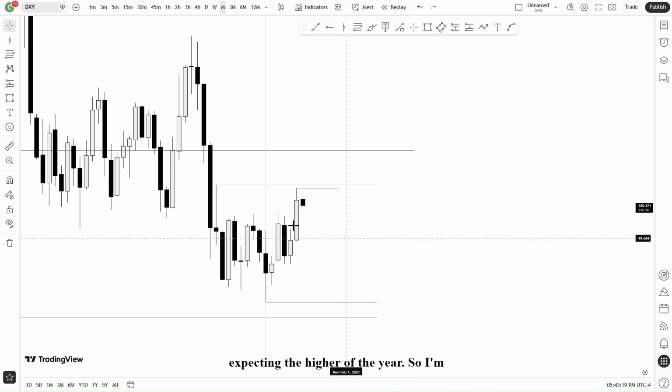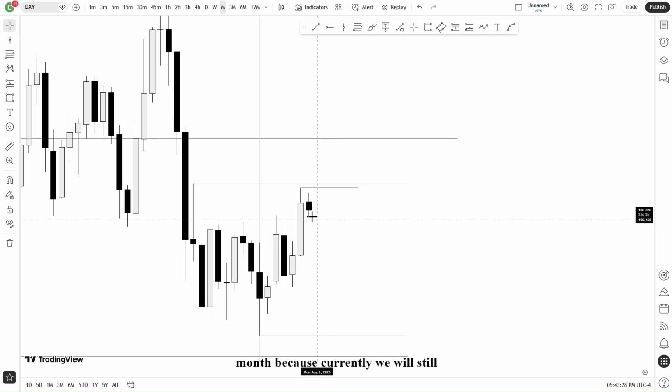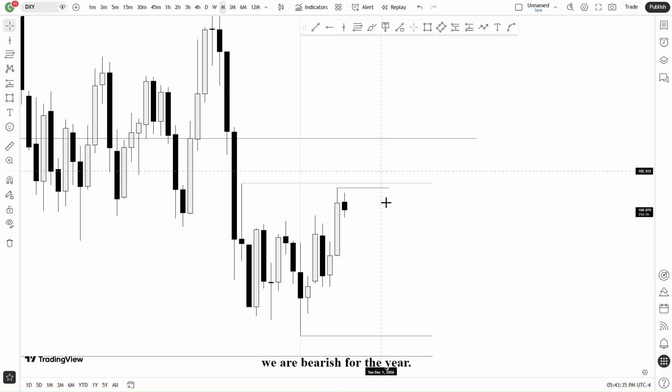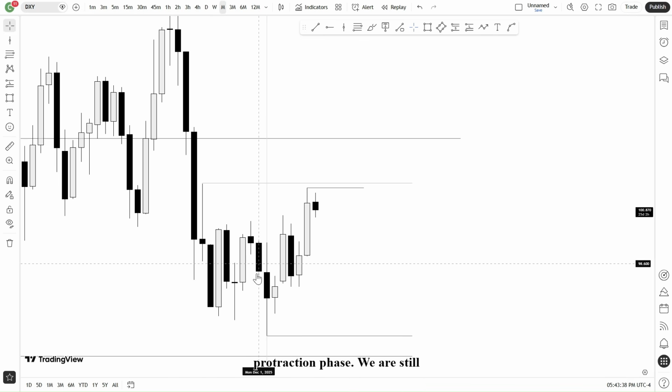So we are expecting the high of the year. So I'm not expecting an instant reaction. That's why I'm still very bullish for the month, because currently we still have the targets not being met, but we are bearish for the year, right? So we are still within the yearly protraction phase. We are still protracting for the yearly until the high is in.